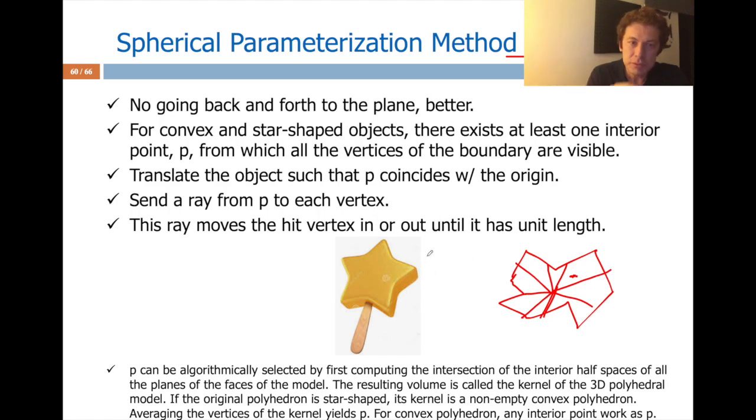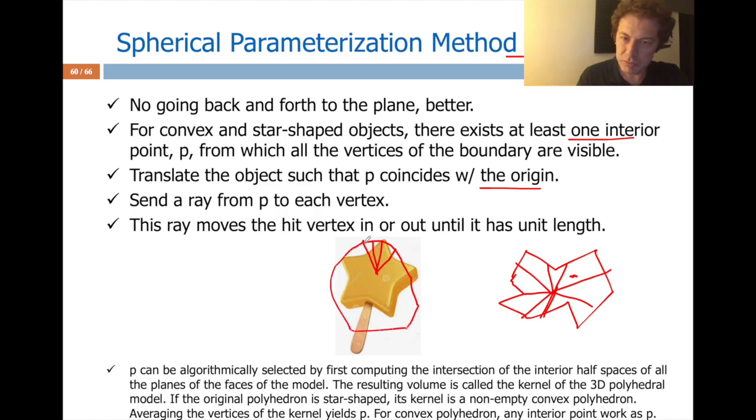Then let's go to this figure. The idea is, now that I see every vertex from this cool interior point, I select it, and this interior point is moved to the origin, okay? Then I send the ray from that point to all the vertices, and I pull this vertex out or in until this ray has a length of 1. So what is happening? This vertex is pushed like this. This vertex is pushed like this. This vertex is pushed like this, etc. This is pushed to here. So every point here will have one distance, meaning that I have a sphere in the end.